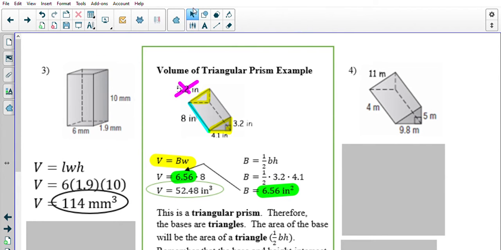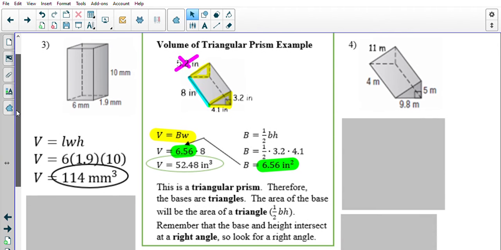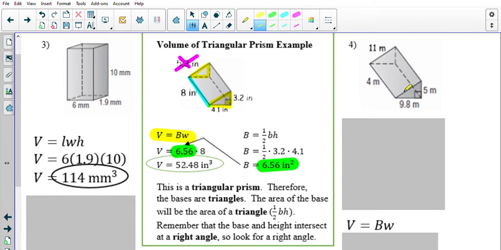So number 4 is a triangular prism as well. So we're going to use the formula V equals capital BW. You can see that way at the bottom here. First thing I'm going to do is find the area of the base. The base is a triangle. In fact, let me highlight our two bases in yellow. So it's going to be this guy right here and this guy right here.